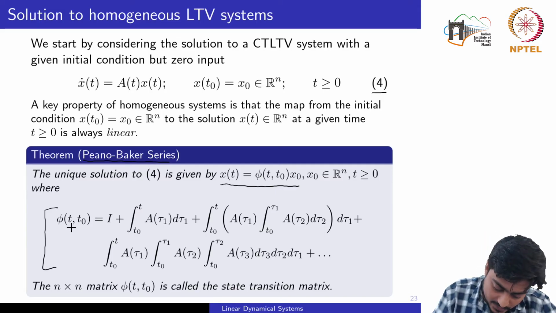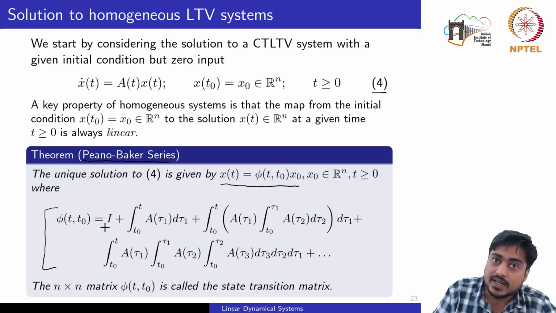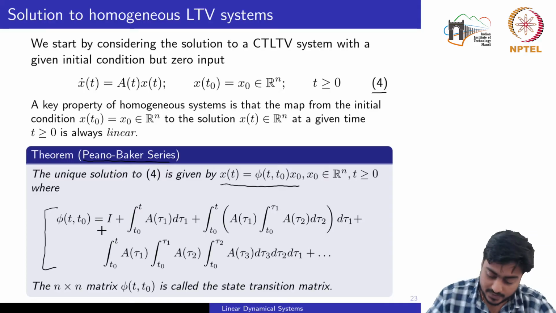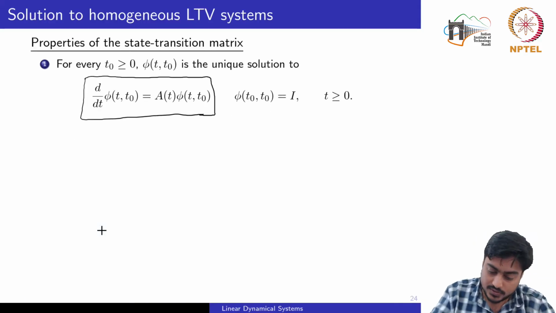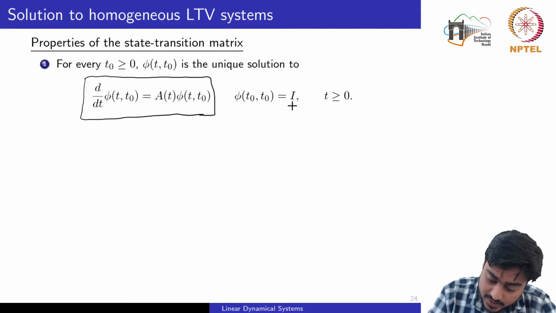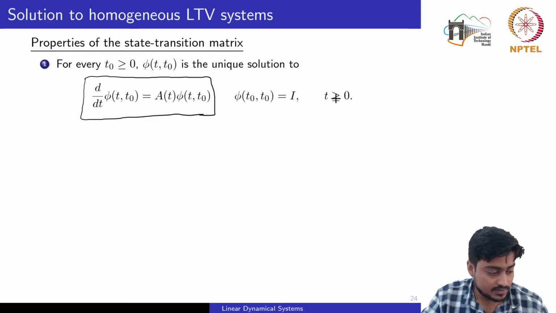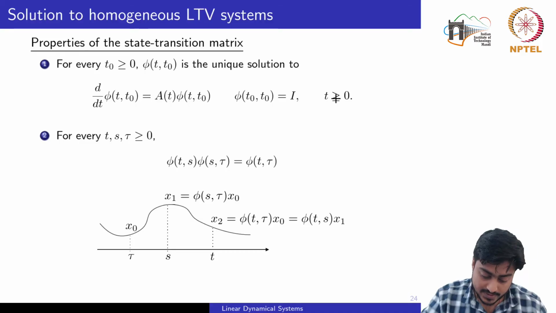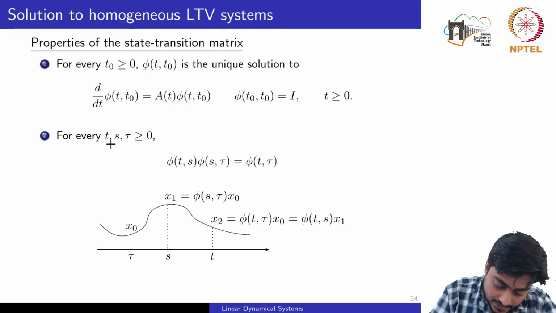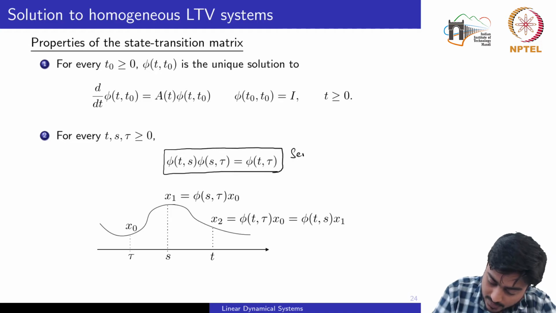Now if the state transition matrix is a matrix of dimension n cross n, then this I is an identity matrix containing 1 in its diagonal of dimension n cross n. So similarly here I is an n dimensional identity matrix for t greater than or equal to 0. Second, for every t, s and tau greater than or equal to 0, the state transition matrix satisfies this property, which we also call the semi-group property.